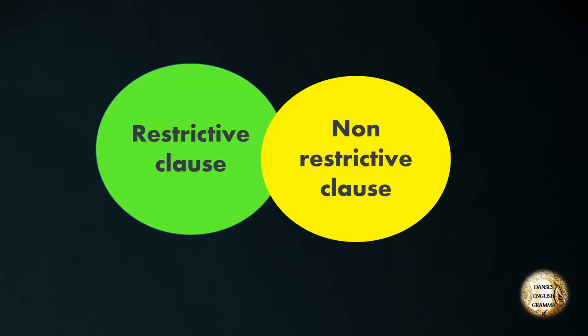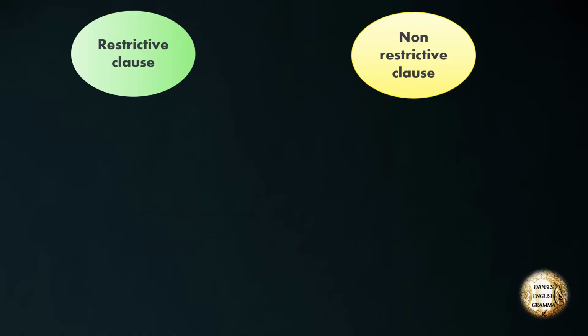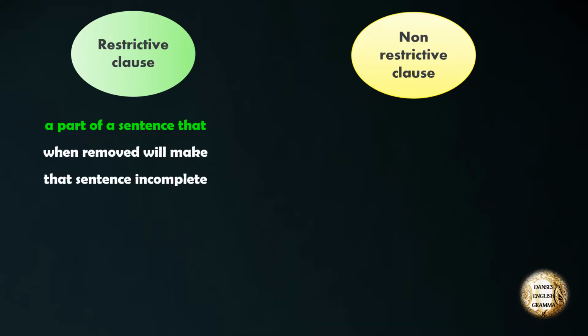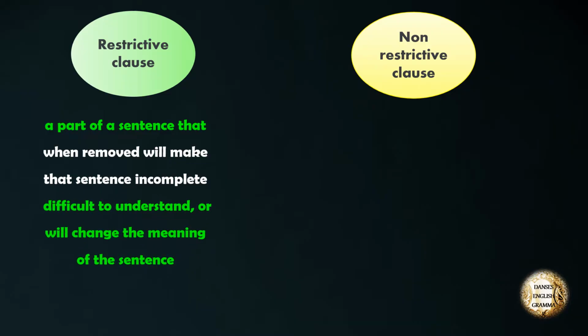Today let's look into restrictive clause and non-restrictive clause in detail. So, what is a restrictive clause and what is a non-restrictive clause? A restrictive clause is a part of a sentence that, when removed, will make the sentence incomplete. That is, it will be very difficult to understand that particular sentence, or sometimes the meaning of that sentence will change. So, a restrictive clause is nothing but a clause that, when removed, will make the sentence incomplete.